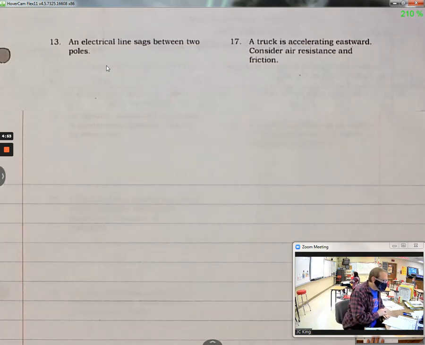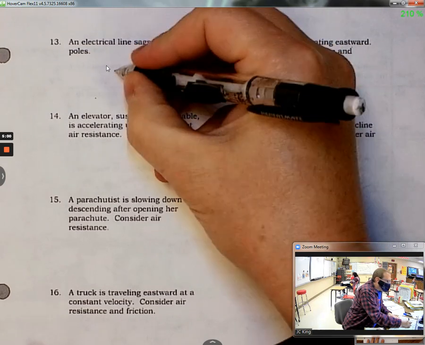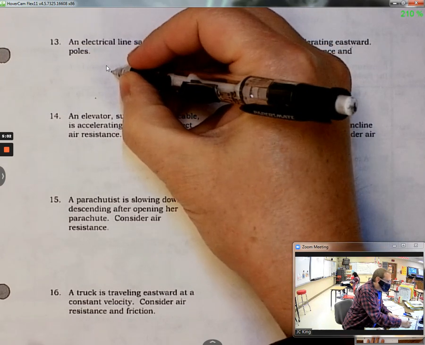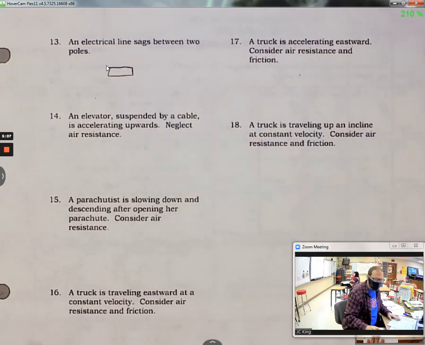An electrical line sags between two poles. All right. The thing we're actually going to be diagramming would be the line, right? So I'll make my line kind of a long box.